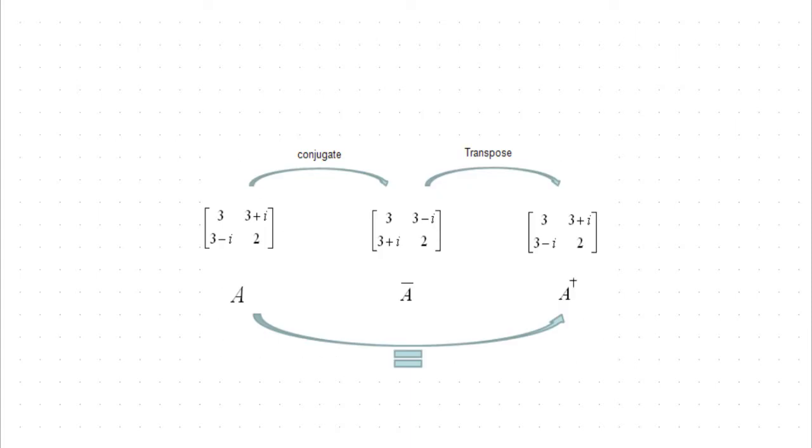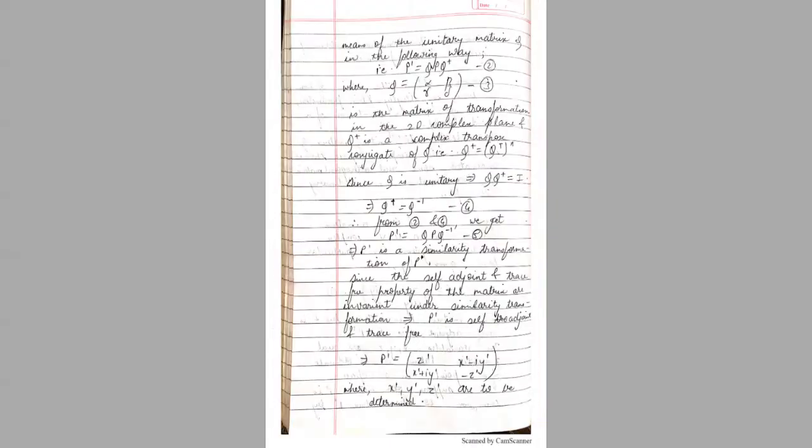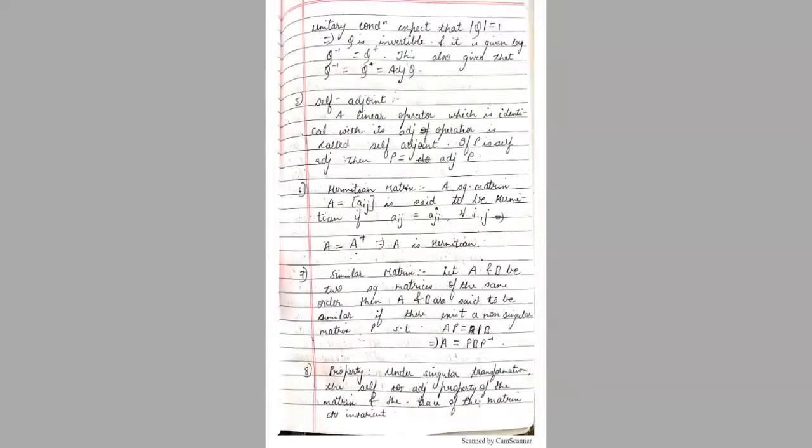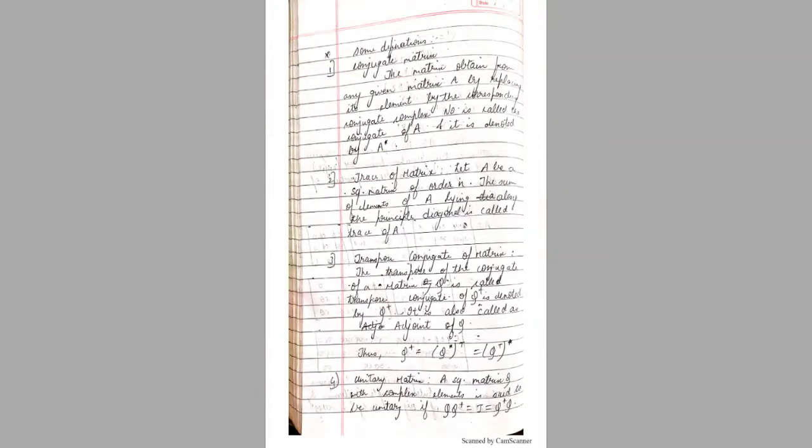The next concept is transpose conjugate. So basically, what is the transpose conjugate of a matrix? If I consider a matrix A, then first take its conjugate and then transpose the matrix. The matrix hence obtained is called the transpose conjugate of matrix A. Okay, so these are really basic concepts.